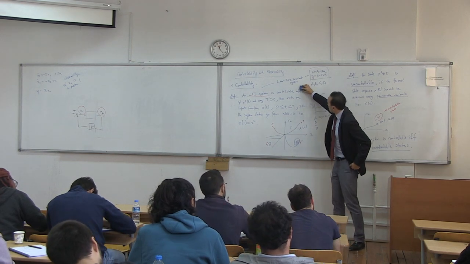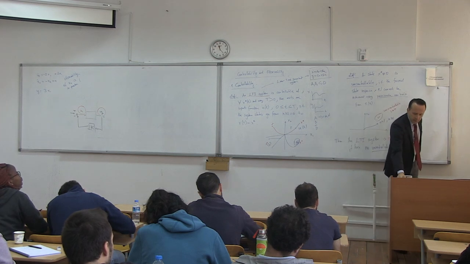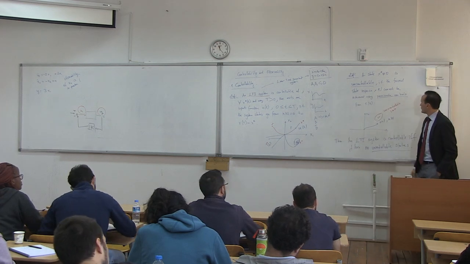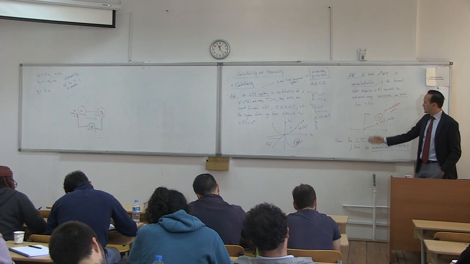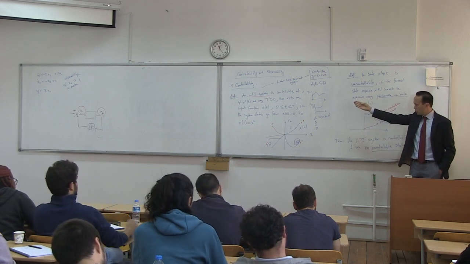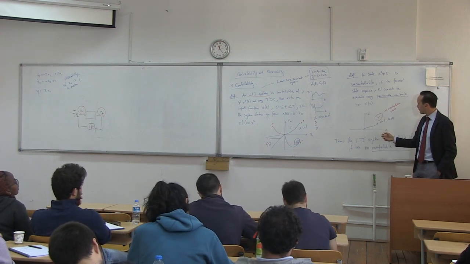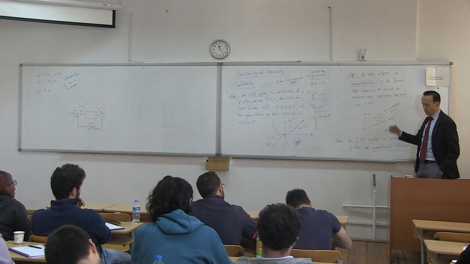Because this is a definition, I would remove this "if and only if." I think "if" is enough because it is a definition. So I think this is kind of straightforward now. All states must be controllable. You must be able to reach each state. And so this is that.